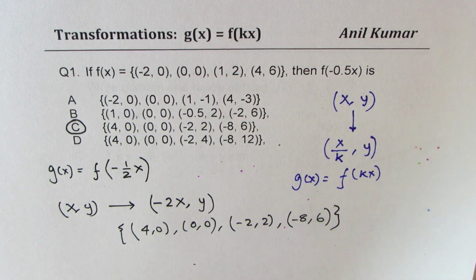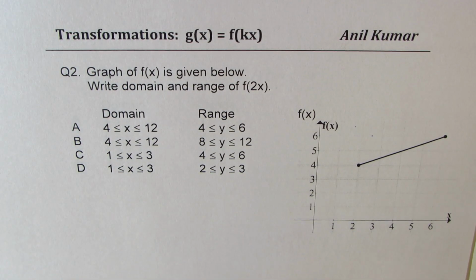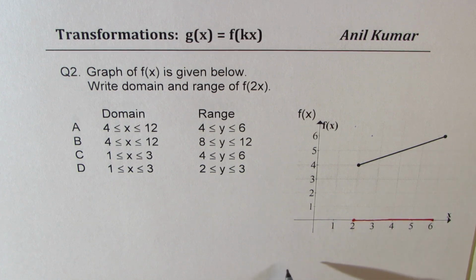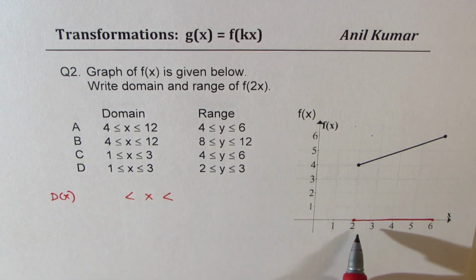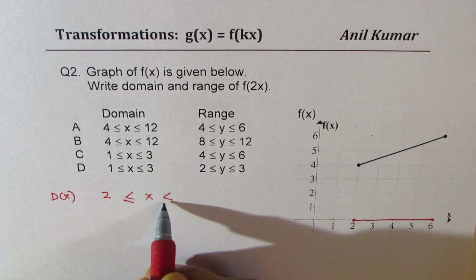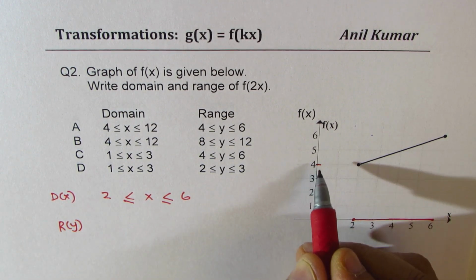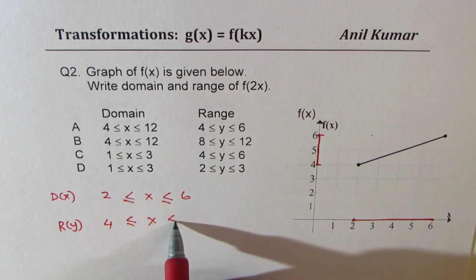The next question here is, the graph of f of x is shown below. Write the domain and range of f of 2x. So from the graph of f of x, we can find what the domain and range are. So domain is the values along the x-axis. So domain is where x values are between 2 and 6, both included. As far as the range is concerned, it is between 4 and 6. So that is the range, right? So it is between 4 and 6.